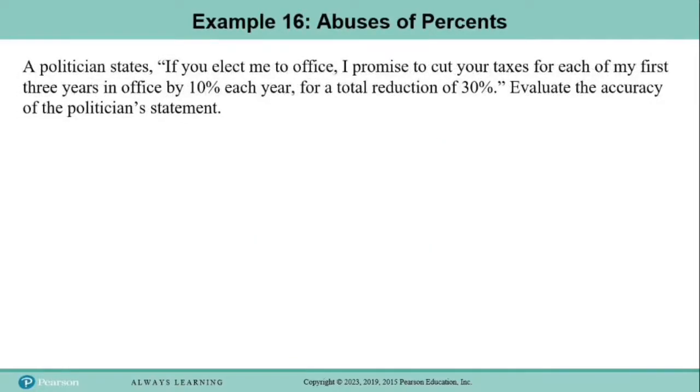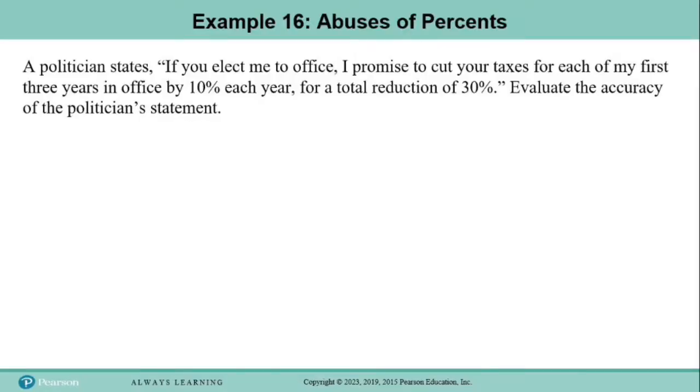Okay, here's another one, and we see people make this mistake a lot, so I want you to pay really close attention here. This one says, a politician states, if you elect me to office, I promise to cut your taxes for each of my first 3 years in office by 10% each year, for a total reduction of 30%. Evaluate the accuracy of the politician's statement.